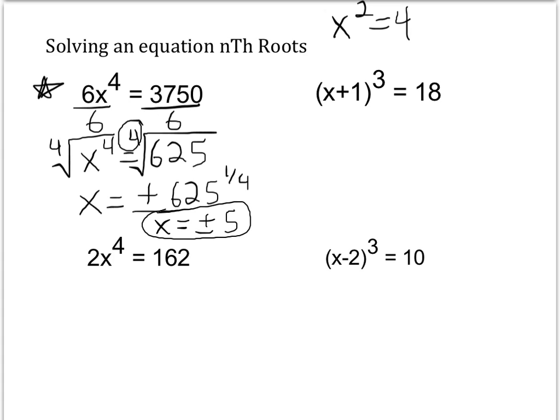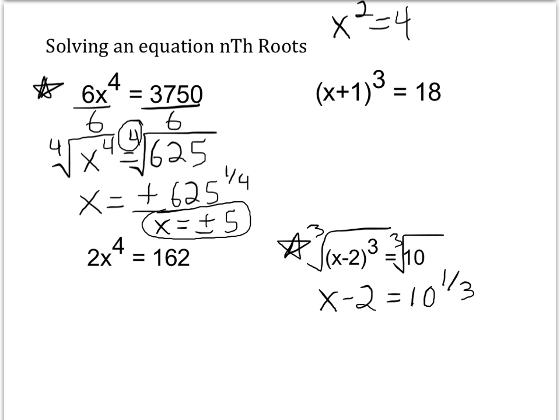Alright, let's try out one more. So sometimes we won't get perfect numbers. For this one, we have x minus 2 cubed equals 10. I want to isolate the x, so I take the cube root of both sides. When I do that, I get rid of the cube on this side. I have x minus 2 equals, now I have 10 to the 1/3. Now 10 to the 1/3 does not have a perfect cube root, so I'm going to get a decimal, and that's fine.